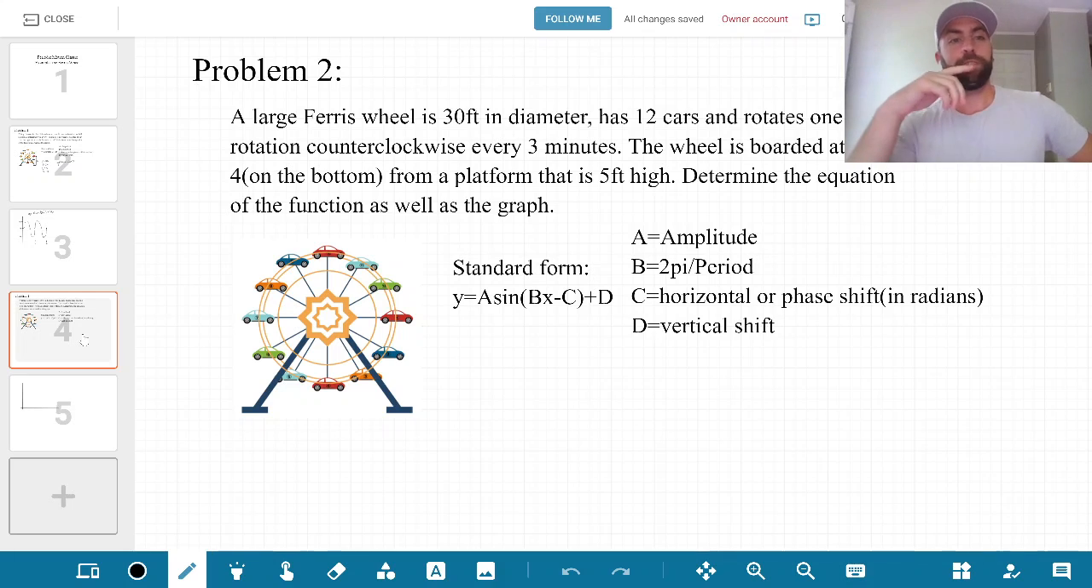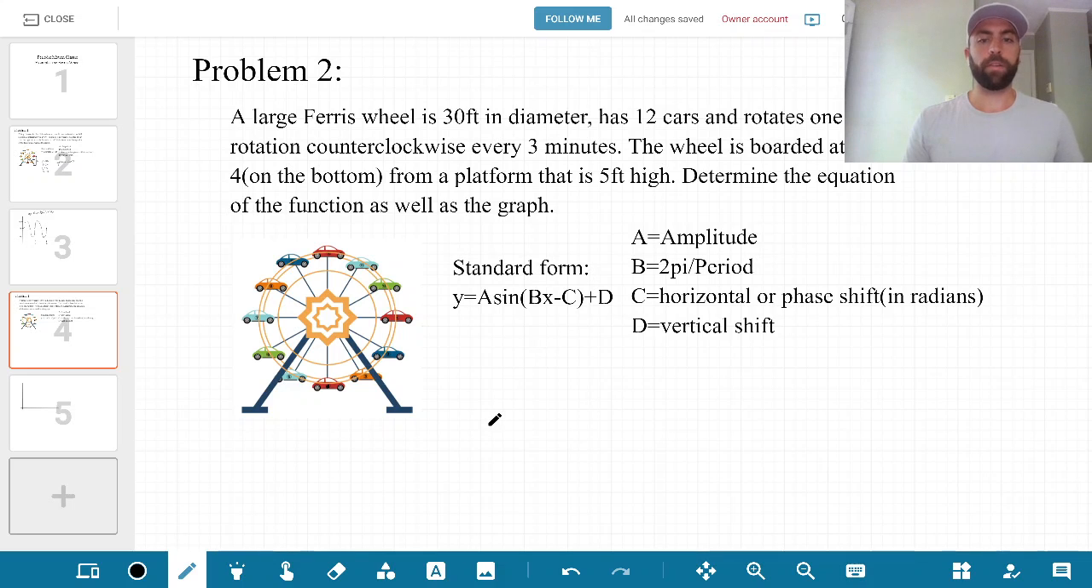Okay, this one's going to be a bit trickier. A large Ferris wheel is 30 feet in diameter. It has 12 cars, and it rotates one full rotation counterclockwise every 3 minutes. The wheel is boarded at car 4. That would be the car on the bottom here, right here, from a platform that is 5 feet high. Determine the equation of the function as well as the graph.